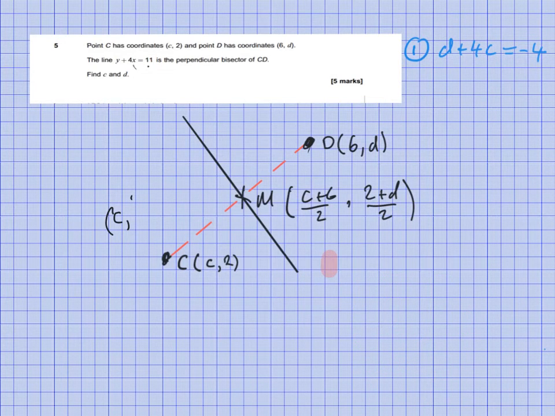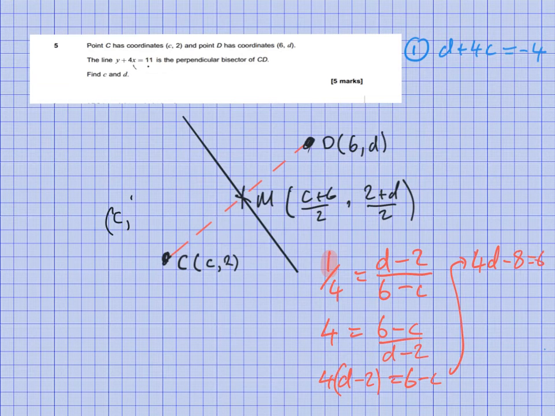So, okay, good. We know that a quarter must equal the change in y, so the change in y is d minus 2, divided by the change in x, which is 6 minus c. Rearrange that, I get 4 equals (6 minus c) over (d minus 2). Rearranging again, I get 4(d minus 2) equals 6 minus c. And then 4d minus 8 equals 6 minus c. So, arranging that, I get 4d plus c equals 14. That gives us a pair of simultaneous equations, which I've written at the top of the question.